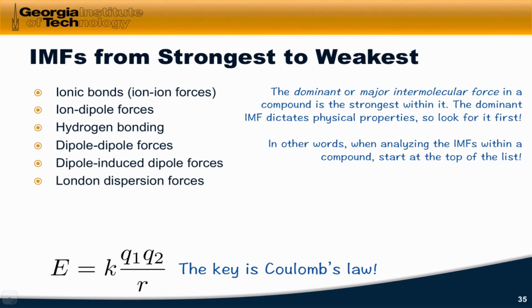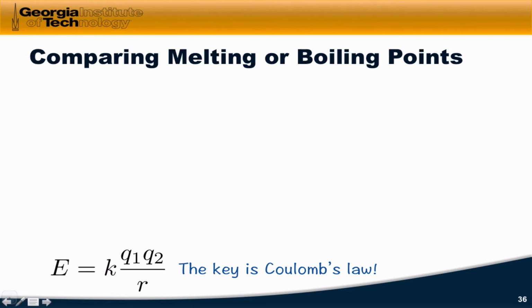So when looking at a compound to determine how its intermolecular forces influence physical properties, start at the top of the list. Look for the possibility of ionic bonds first. Then look for ion-dipole forces, then look for hydrogen bonding, then dipole-dipole forces, and so on and so forth down the list. Let's talk now about comparing melting or boiling points, these phase transition temperatures that are a direct consequence of the intermolecular forces.